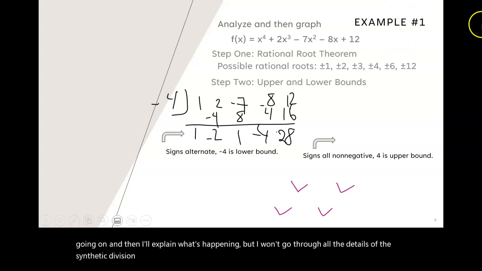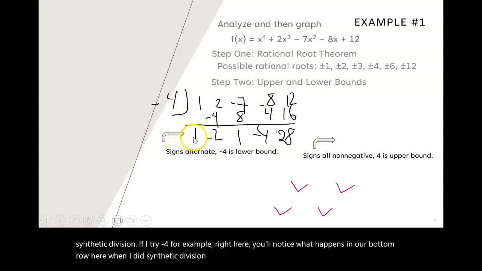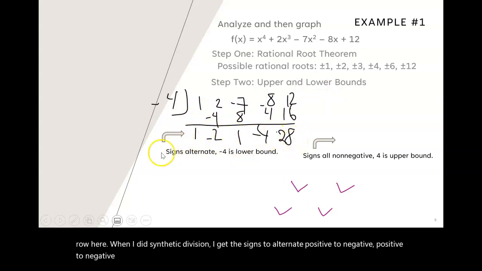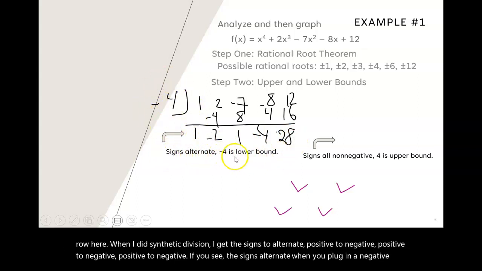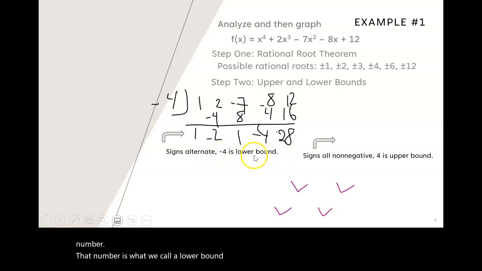If I try -4, for example, right here, you'll notice what happens in our bottom row. When I did synthetic division, I get the signs to alternate: positive to negative, positive to negative, positive to negative. If you see the signs alternate when you plug in a negative number, that number is what we call a lower bound. So -4 is a lower bound.